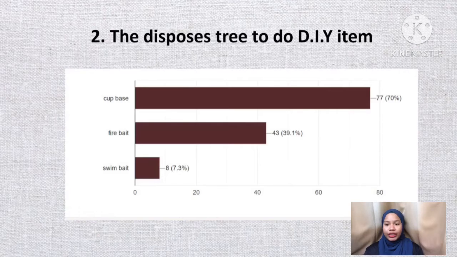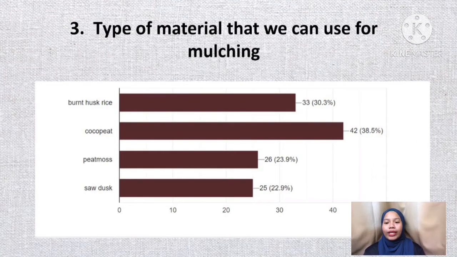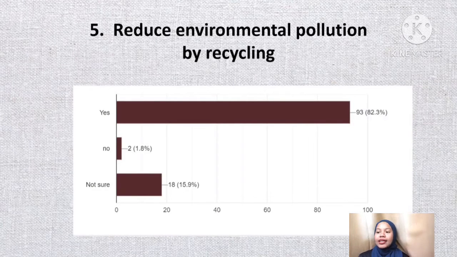Question number 3 is the type of material that we can use for mulching. 30.3% for burnt husk rice, 38.5% for cocoa peat, 23.9% for peat moss, and 22.9% for sawdust. Next, question number 5 is reduce environmental pollution by recycling. 82.3% say yes, 1.8% say no, 15.9% not sure.